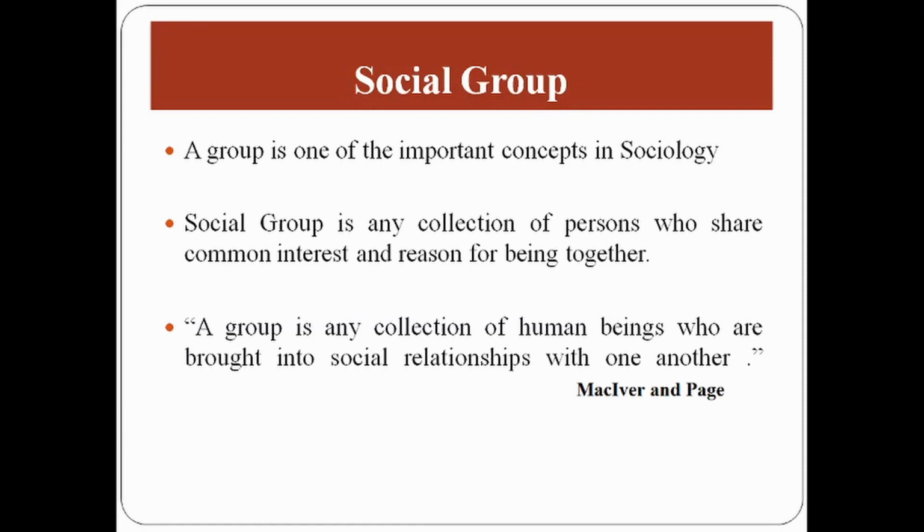We can say that some groups are formed naturally and others are organized for a particular purpose. So a social group is any number of people who share common goals and beliefs. Next, a simple definition by MacIver and Page: a group is a collection of human beings who are brought into social relationship with one another.